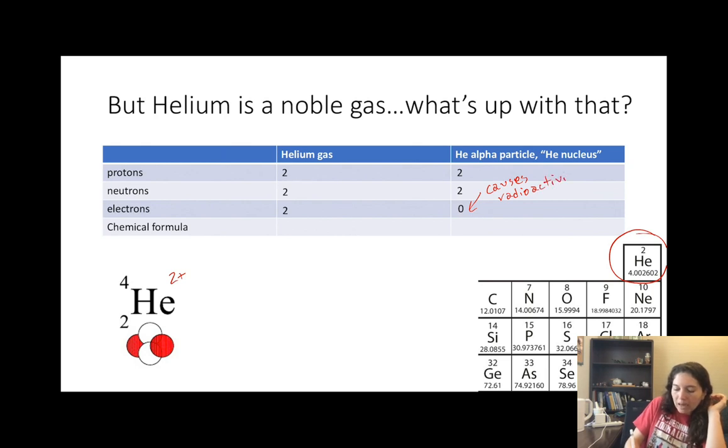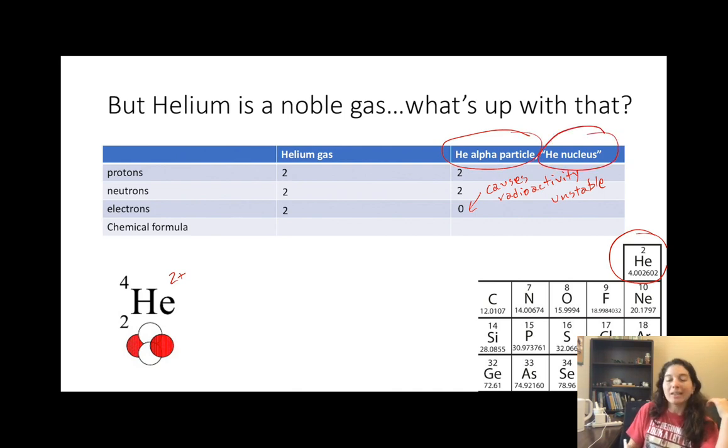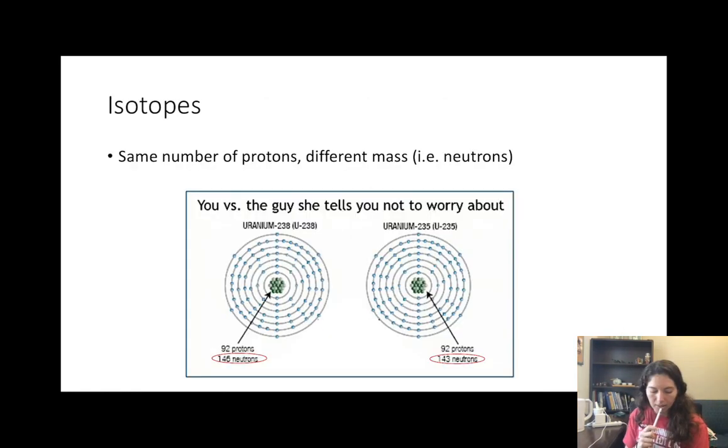Because it's really unstable, which means it reacts with all kinds of things around it really quickly. And so this is what we call a helium alpha particle, or you might hear it called a helium nucleus. So make sure to write those terms down so that when you hear them, you don't get them confused. They are the exact same thing.